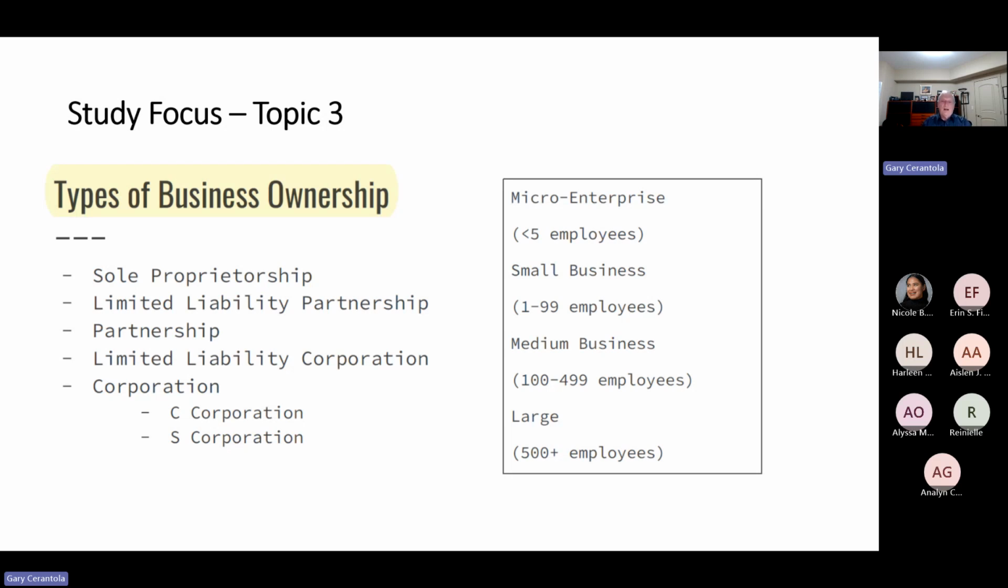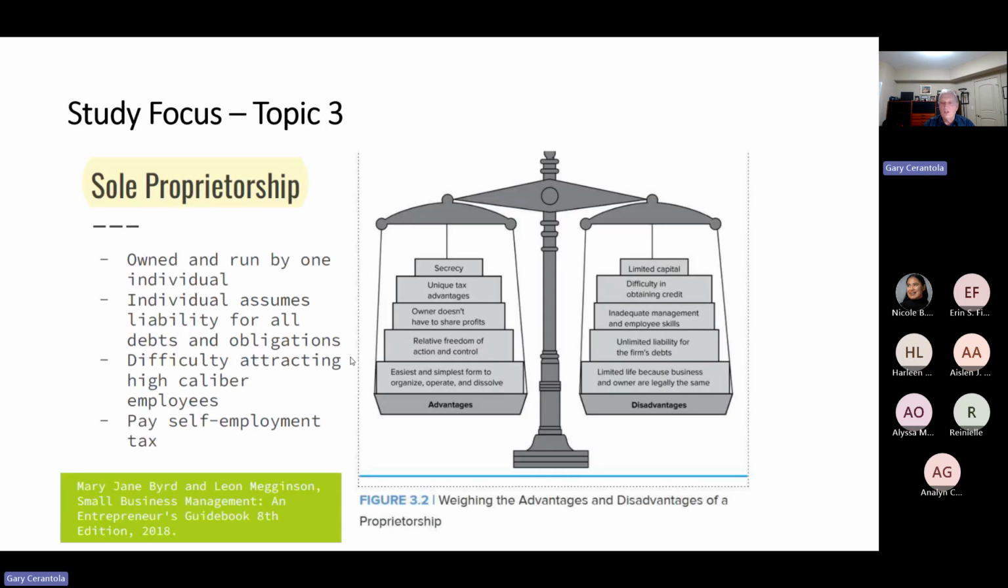So that you don't have that protection, and a way around doing that is you bring on business insurance to make sure that you have some protection. And then there's limited liability partnership, and partnership, limited liability corporation, and then corporations. So there's a C corporation and S corporation, and you should know the differences around that. So we're going to get into some of those slides.